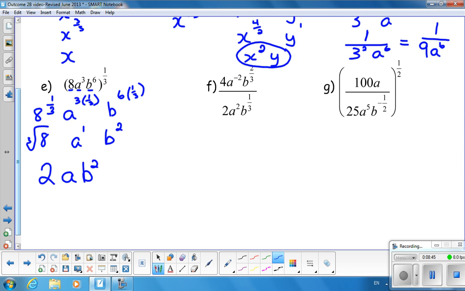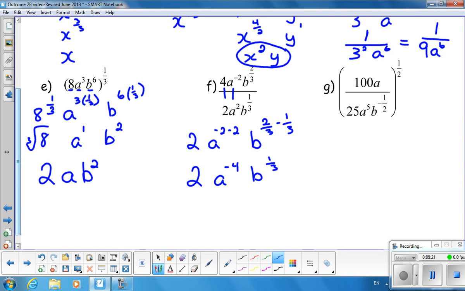In part F, we're dividing, so we can start by dividing our numbers. 4 divided by 2 is just 2. Then I look at my a's. If I'm dividing a's, I need to subtract the exponent, so -2 minus 2. And with my b's, again, subtract the exponent, so it's 2/3 minus 1/3. 2 is simplified. A to the power of -2, take away 2 is -4. B to the power of 2/3 minus 1/3 is 1/3.